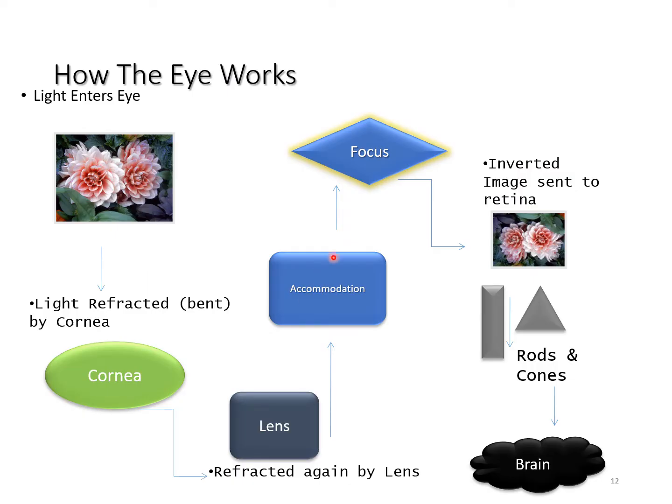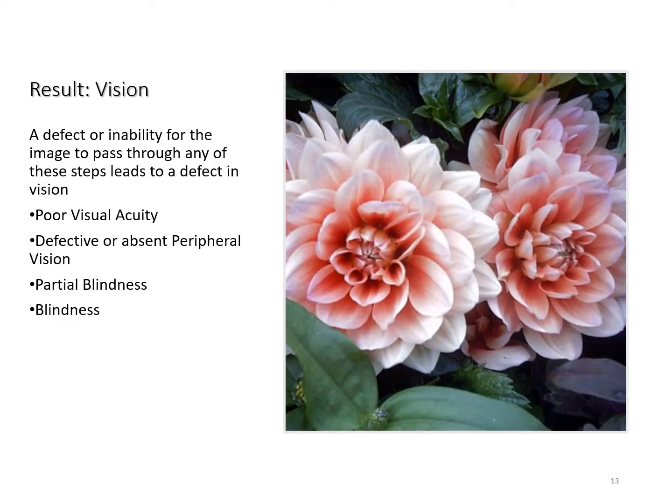All right, how the eye works. So once again, loosely, your light is entering your eye. Light is refracted, meaning bent, by the cornea. It's refracted again by the lens. Accommodation is going on. Focusing is going on. So remember, focus, refocusing, accommodation, all that good stuff. And then an inverted image is sent to the retina. Rods and cones are sensing the image, and then your brain is making sense of what's going on. All right, so no need to memorize, just loosely understand this stuff. Okay, so you end up with vision. That's what you wanted.